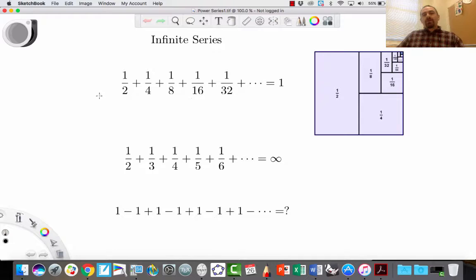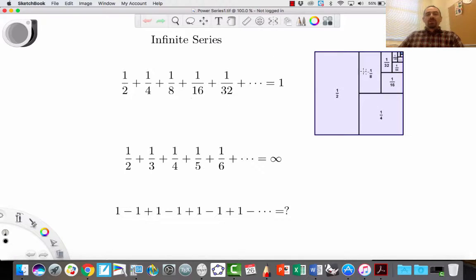We're going to be talking not just about a finite series, but an infinite series, because that's what we're all about in calculus. Here's an example of a classic infinite series: 1/2 plus 1/4 plus 1/8 plus 1/16 plus 1/32. Every one of these is a 2 to a power, okay? And this infinite series, if I sum it infinitely, will actually end up equaling 1.